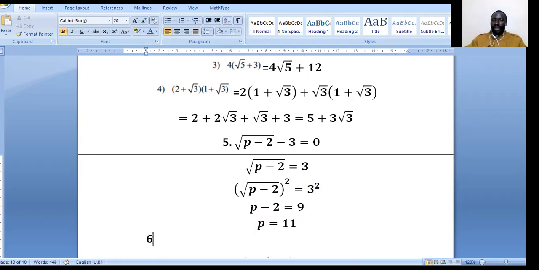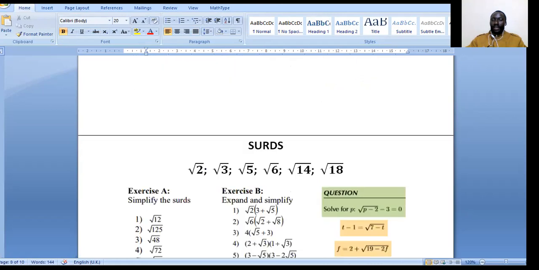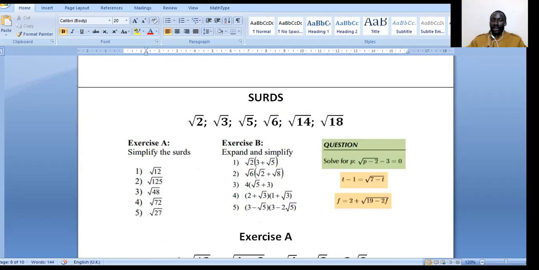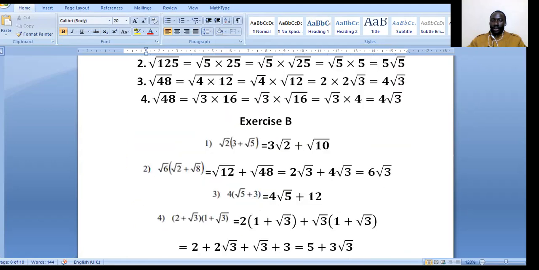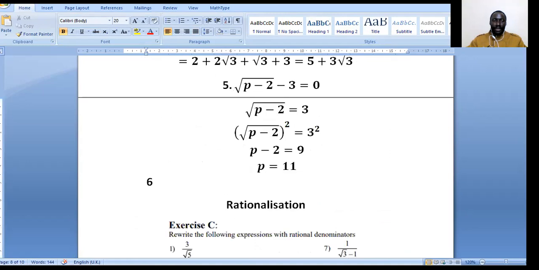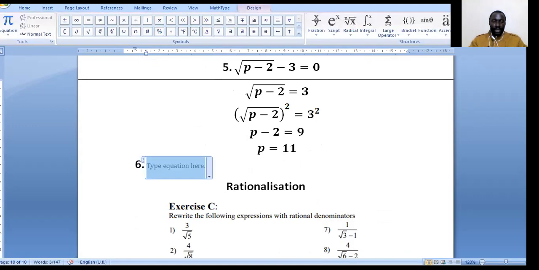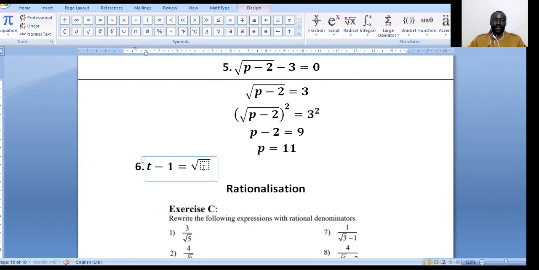Now, what if we are required to solve for t? Well, we have been given that t minus 1 equals to the square root of 7 minus t. So let me put it here. T minus 1 equals to the square root of what? 7 minus t. Like that.